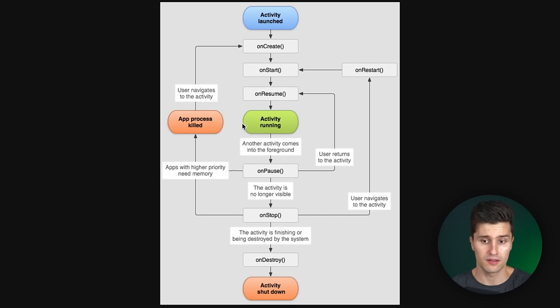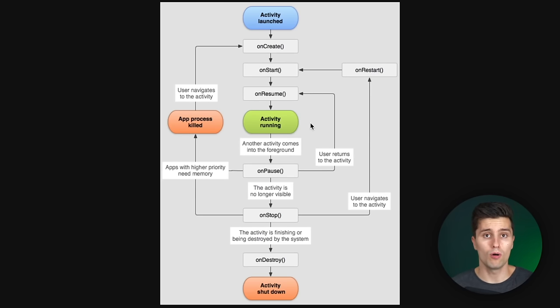So you can see here, the activity is running in this case, so it will block the state until something is happening. And as you can see, as soon as another activity comes into the foreground, the lifecycle state will move to on pause. And this is actually a bit inaccurate because it's not only moving to the pause state when another activity comes into the foreground, but when any different piece of UI comes into the foreground, for example, a dialogue, which doesn't need to be an activity.